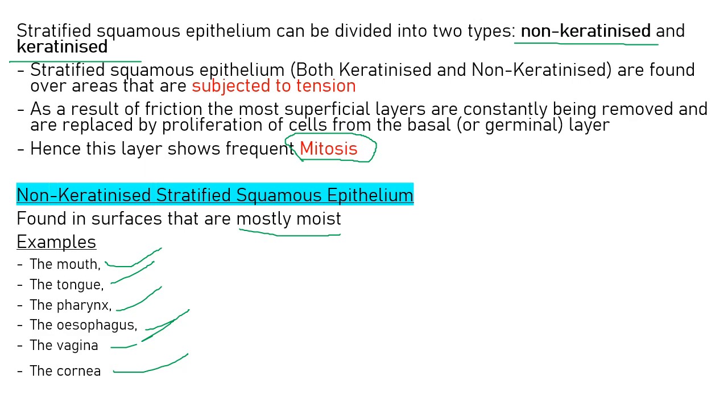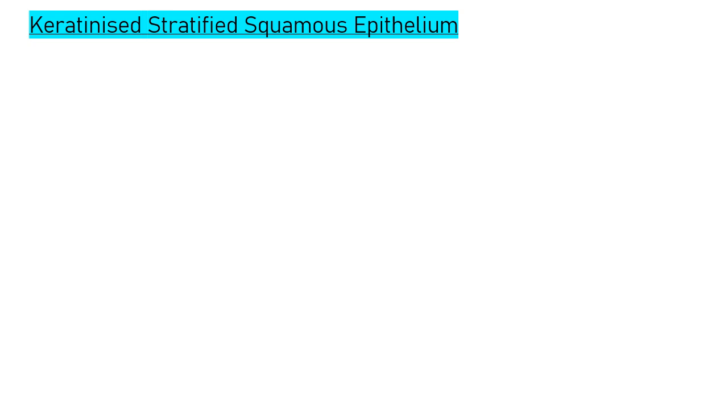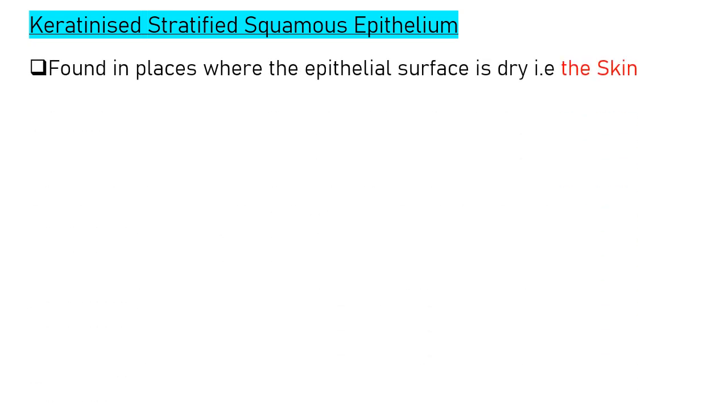Okay, let's proceed. Then let's talk of keratinized stratified squamous epithelium. Keratinized means it contains keratin. It is usually found on epithelial surfaces which are dry, for example, the skin. On the skin it's usually dry, so on top of the skin the cells tend to die, and when they die, those cells on top are filled up with a substance called keratin.